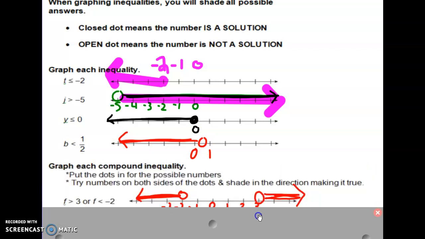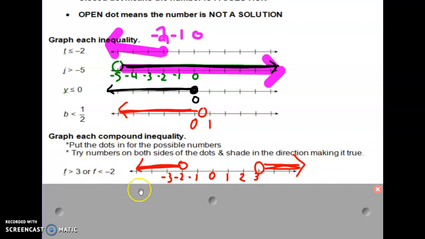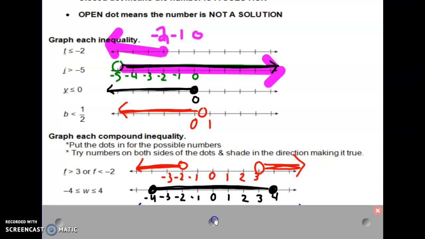And then finally we did some compound inequalities where we're going to have 2 dots. In this case, I'm comparing my number to 3. So a number is greater than 3, not equal to 3. So here's my 3. I have an open dot at 3, shading to the right. Or a number is less than -2. It's not equal to -2. So I have an open dot at -2, shading to the left.